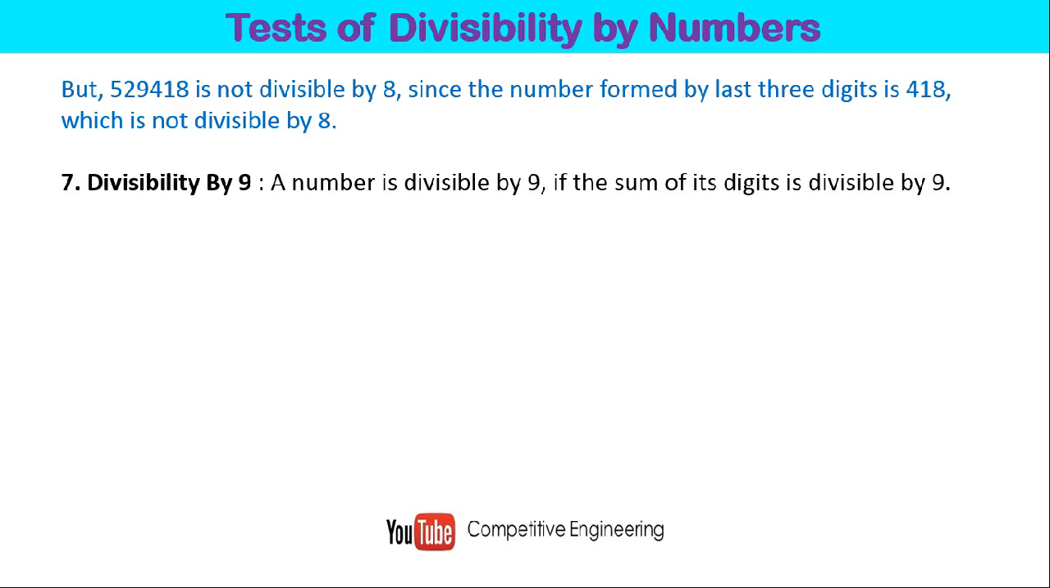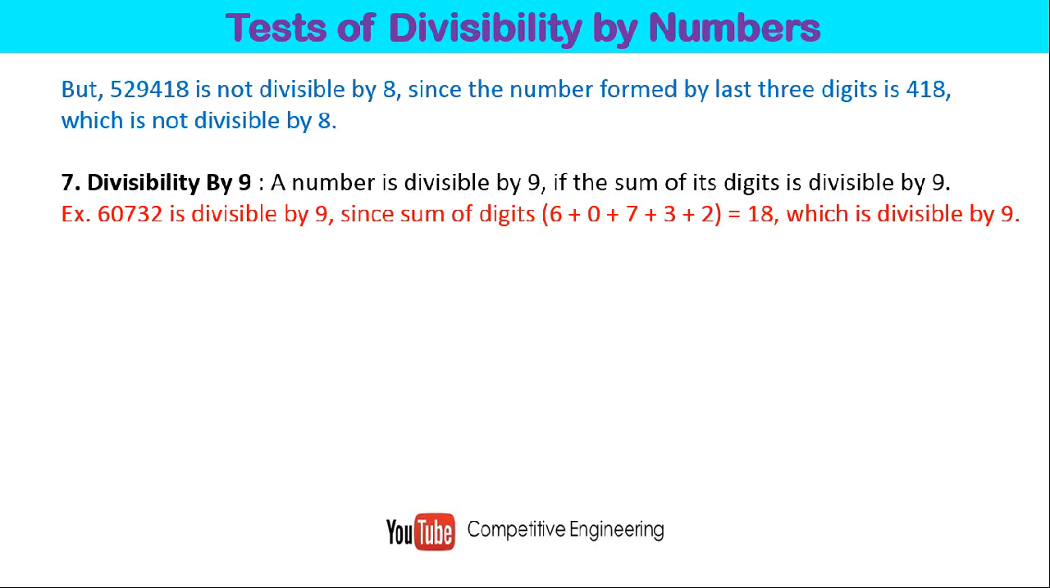Then divisibility by 9. A number is divisible by 9 if the sum of its digits is divisible by 9. So we will take an example. 60732 is divisible by 9. So we will find the sum, that is 6 plus 0 plus 7 plus 3 plus 2, that is 18, which is divisible by 9.